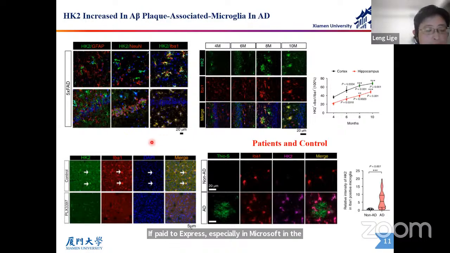To confirm this finding, the CSF1R inhibitor PLX3397 was used to deplete microglia in FAD mice. After 21 days of PLX3397 treatment, we can see that both Iba1 and HK2 positive signals were significantly decreased.